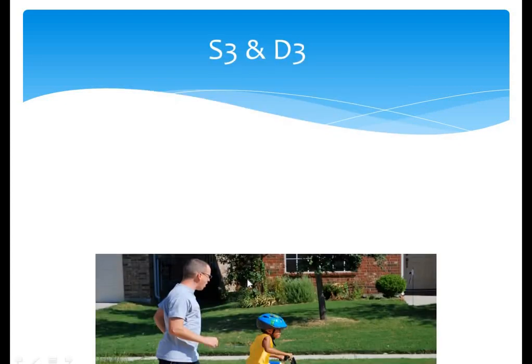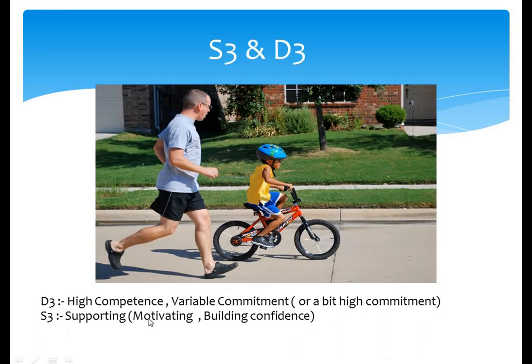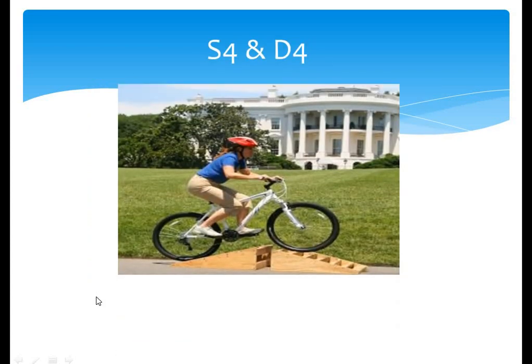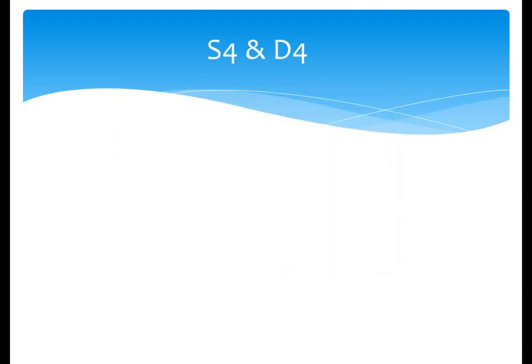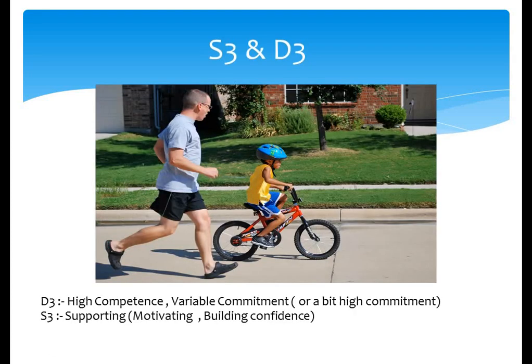Now what happens in S3 and D3? The S3 is highly competent but variable or low commitment. Why variable low commitment and why high competence? Because the employee or the kid now knows how to ride the bike. He can ride the bike 10 to 8 meters properly, and he is not facing any problem. He is able to apply the brake, apply the pedal, and use it properly.